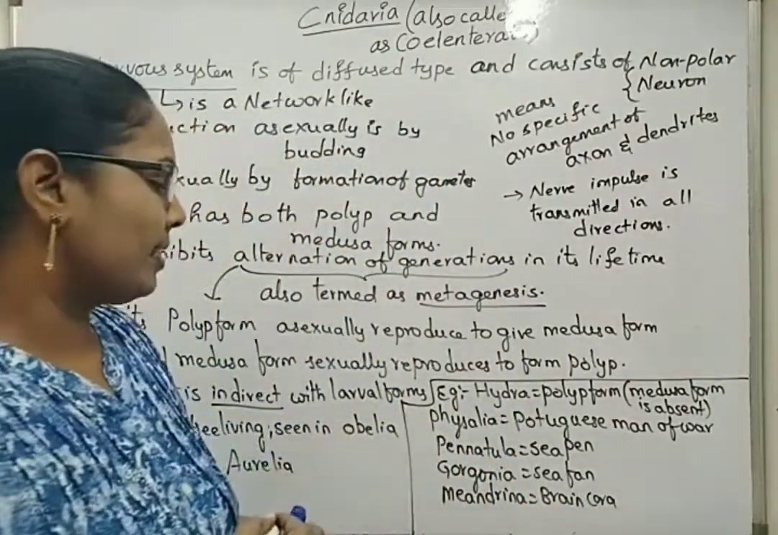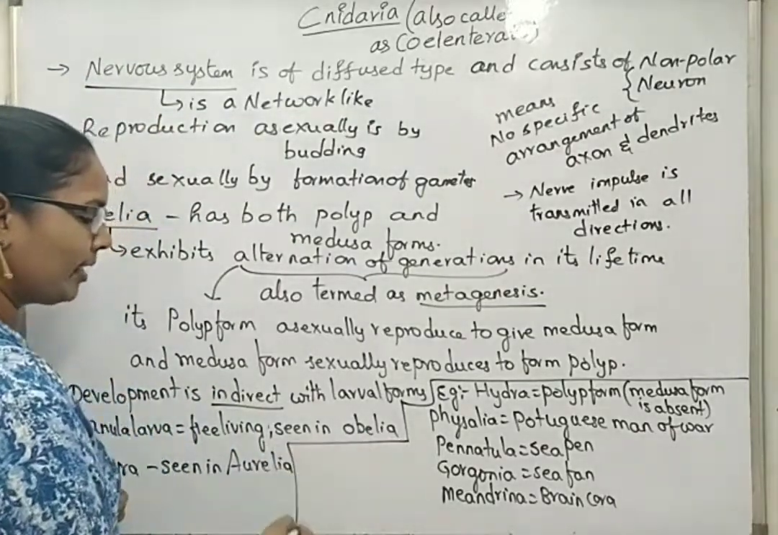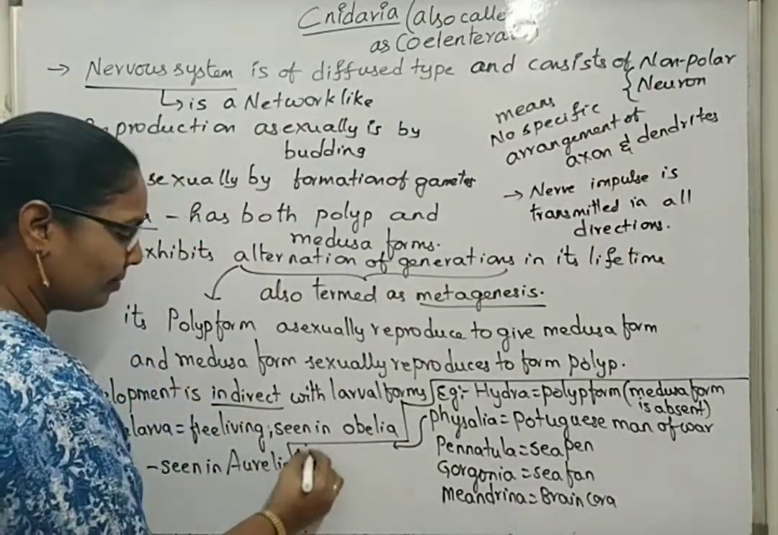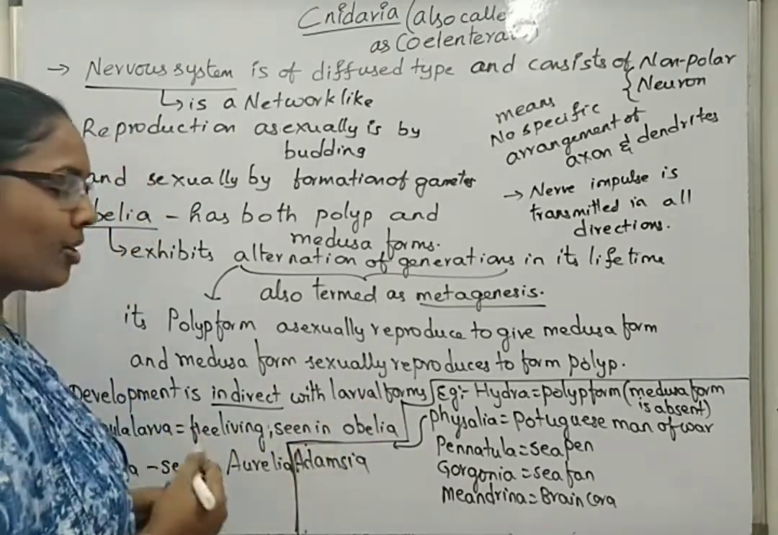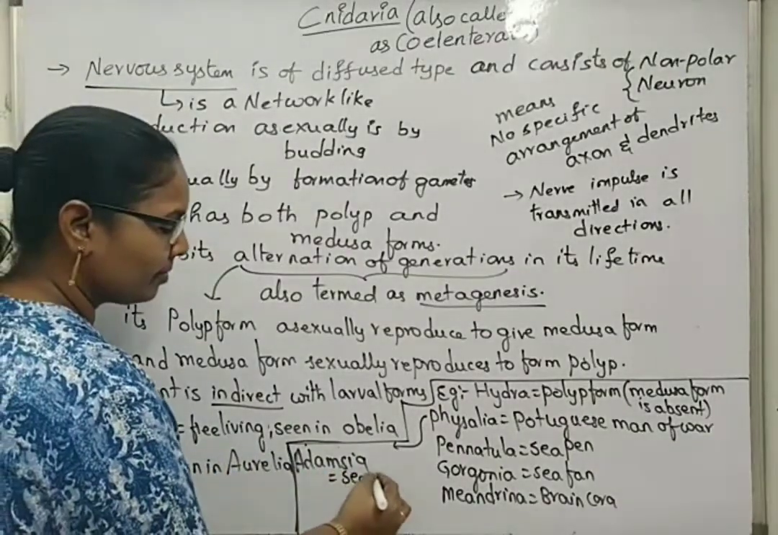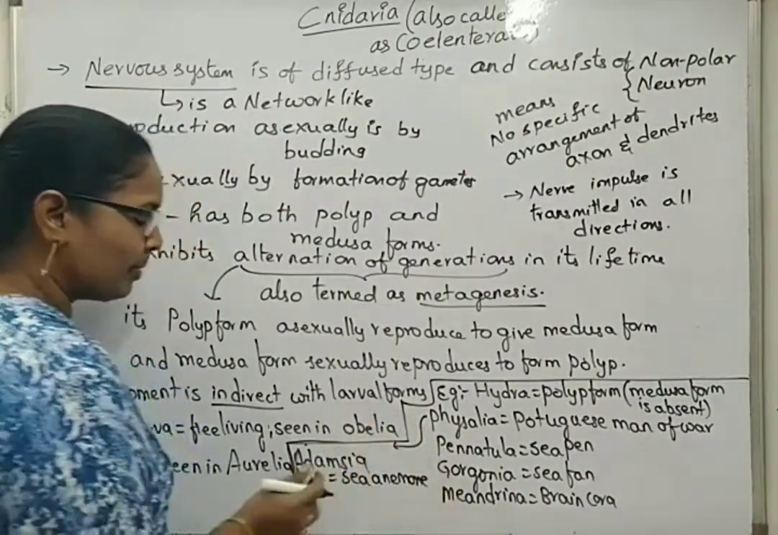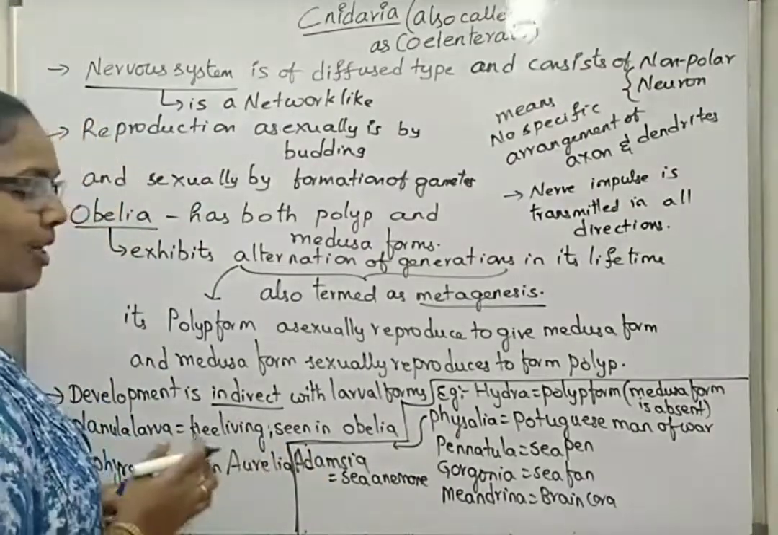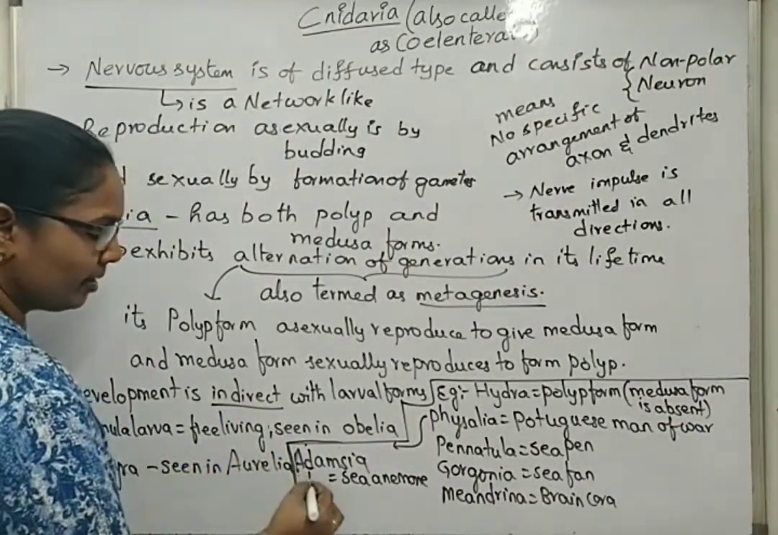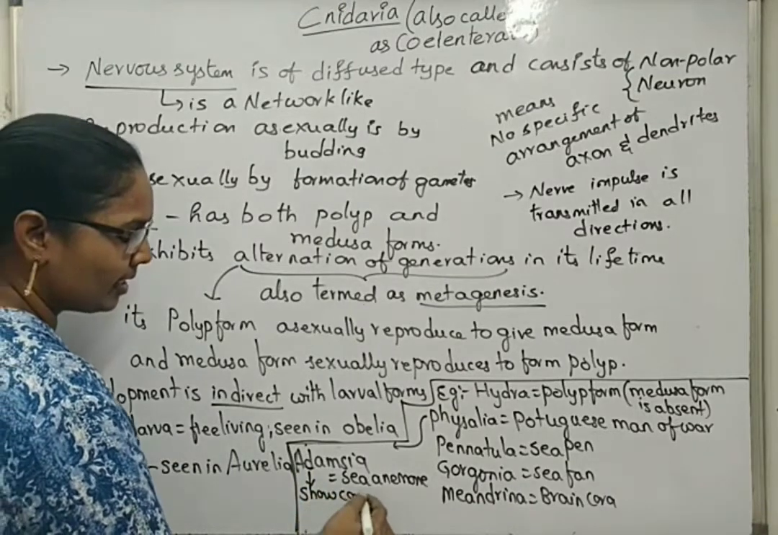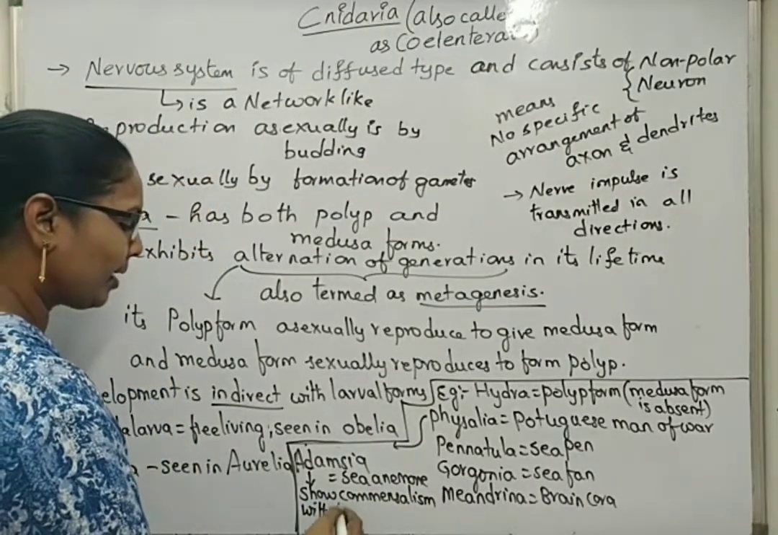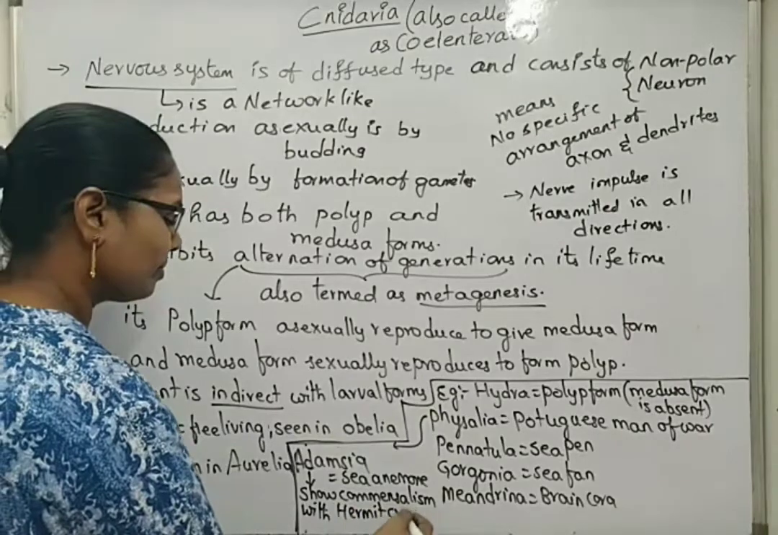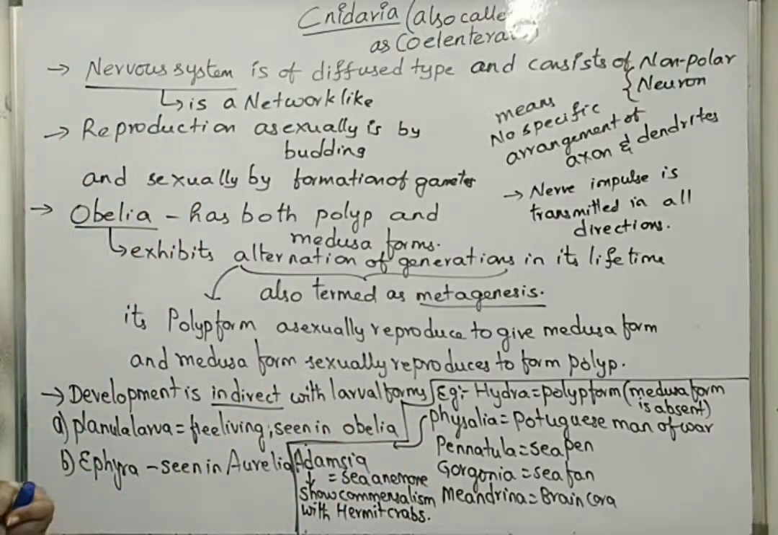Other important example that we can consider under important MCQ is Adamsia. So Adamsia is also called sea anemone. There is one MCQ regarding this Adamsia, that is they show commensalism with hermit crabs. So these are a few points regarding the cnidarians and Coelenterata.